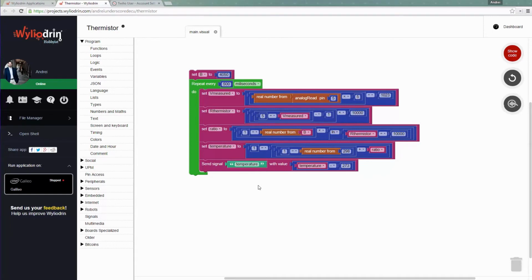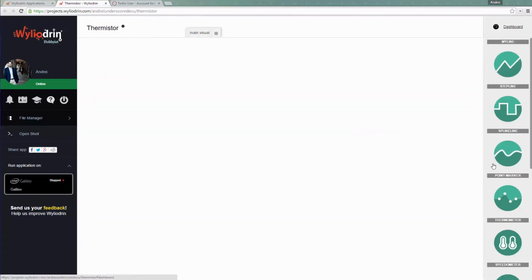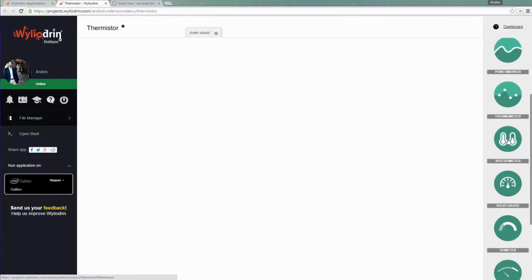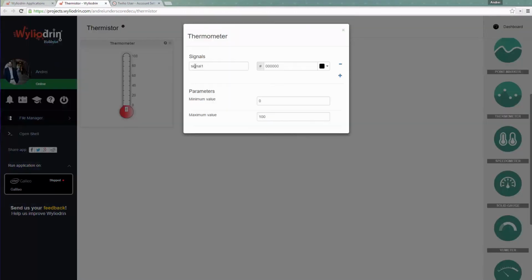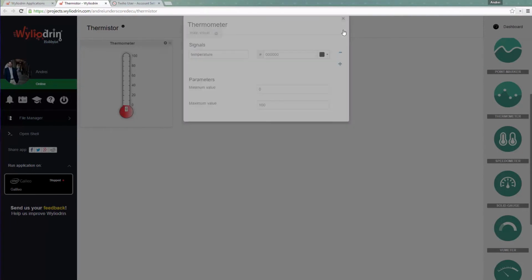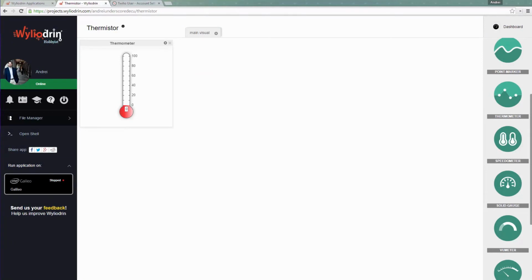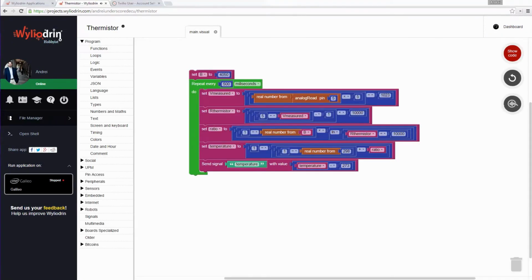All we need now is to have a way to show the signal. So I'm going to add a thermometer here. How fitting. Make sure that the signal's name is temperature. And now we can proceed to run the application.